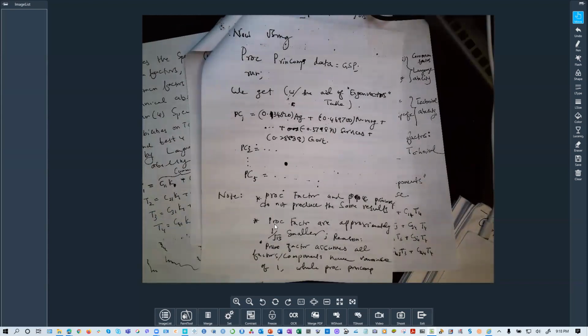Proc factor results are approximately 1 over root 13 smaller. See, what is this one? This is nothing but the standard error. When you're going to get the standard error, you divide by what? Square root of the sample size. 1 over square root 13 smaller.